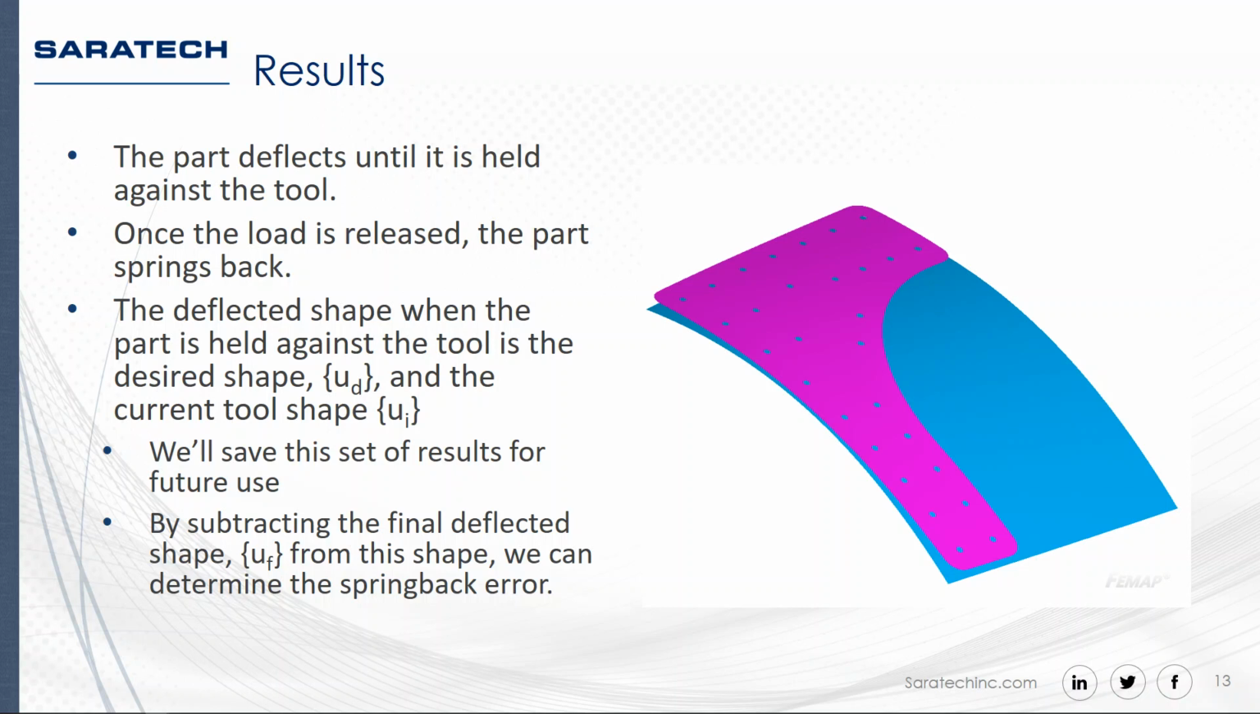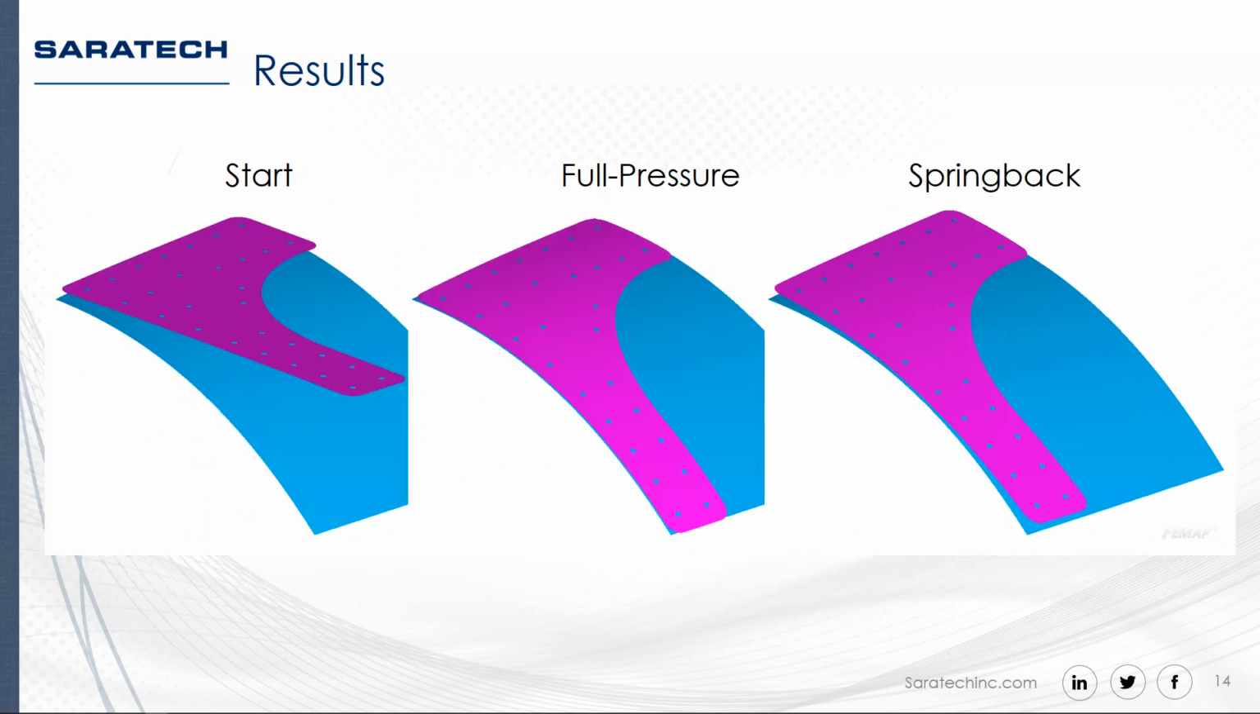Okay, so the sprung back shape we're going to call UF. If we actually looked at the full solution sequence, this is kind of what it looks like. At the start, we have our nice flat blank positioned over our die. At full pressure, you can see it's being pressed tightly against the die. And then once we release that pressure, you can see how at the corners it has sprung back.